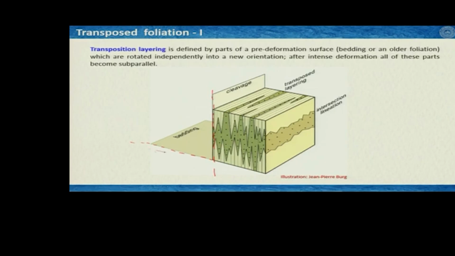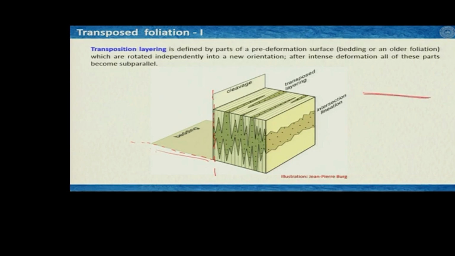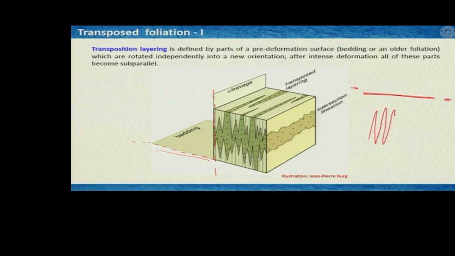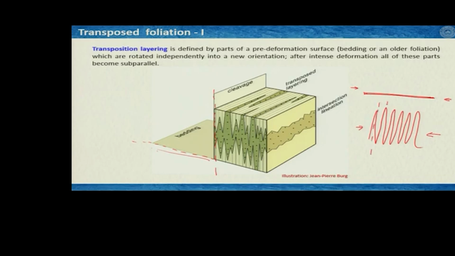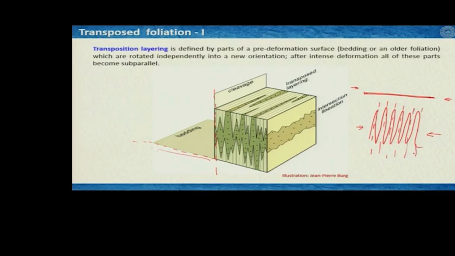Now, if the beddings were parallel to this, so I had initial bedding like this, and because of compression, so this was my primary foliation layer, because of compression it can fold very tightly. And then you develop your secondary foliation in this manner. We will learn soon that these are axial planar cleavages. So, this is exactly what we see here.